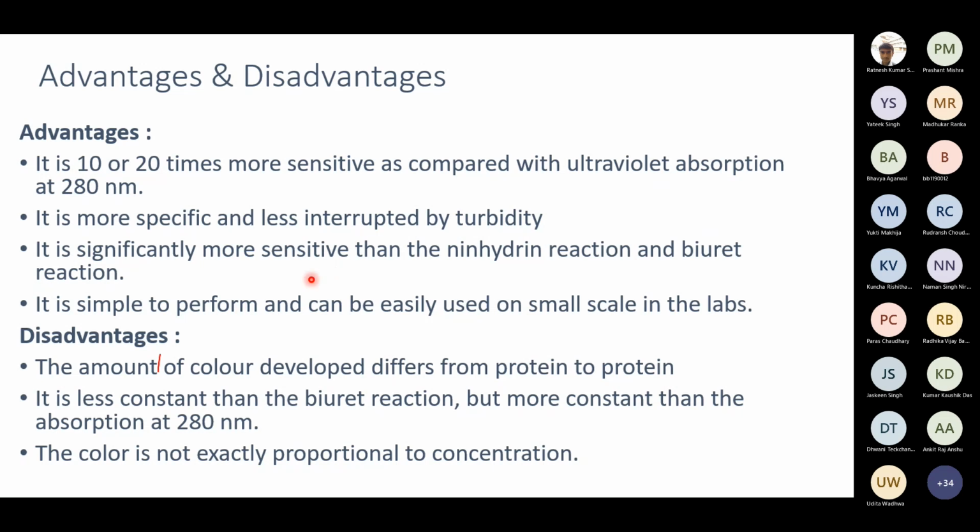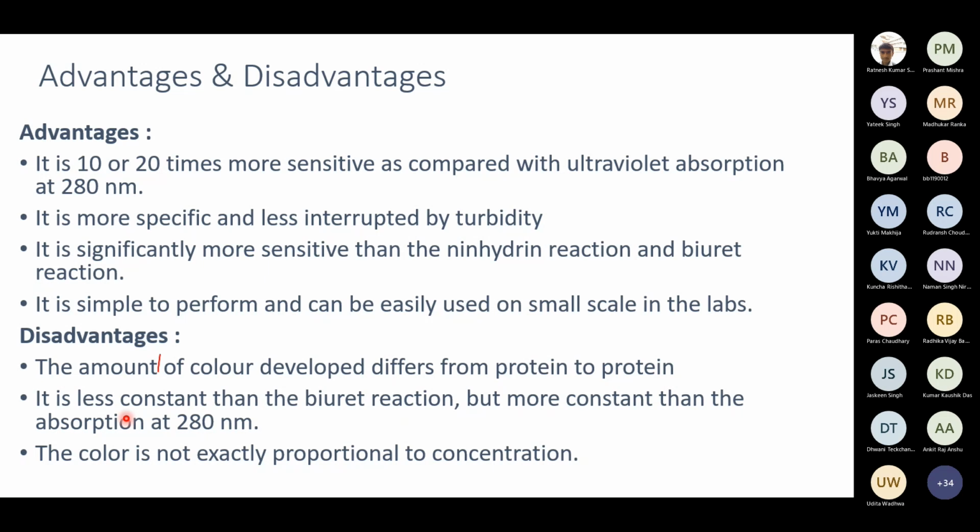And it is more sensitive than other methods like the Ninhydrin reaction and Biuret reaction. And it is simple to perform and can be used in small scale labs. Next, its disadvantages are that the amount of color that develops differs from protein to protein. The reason behind this is that the amount of tryptophan and tyrosine differs from one protein to another protein.